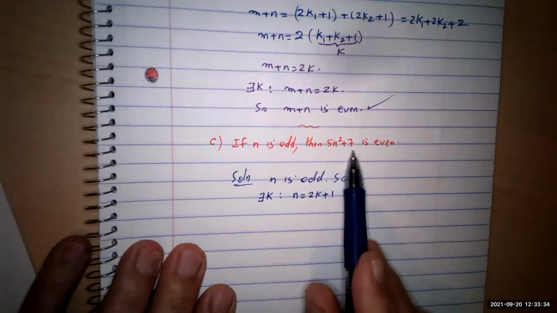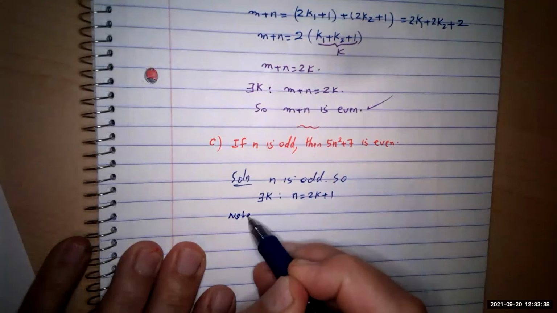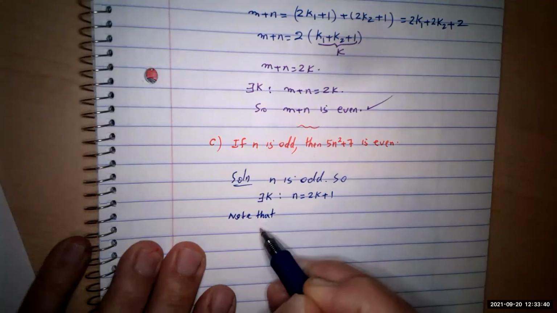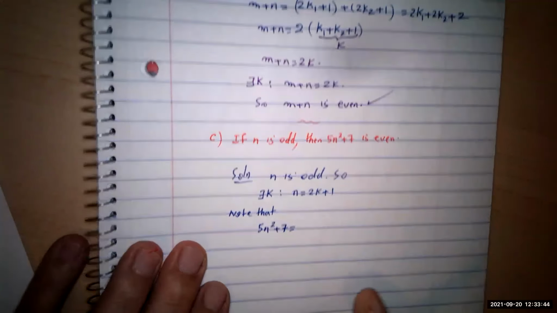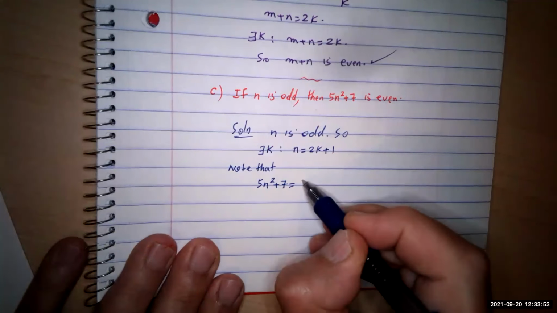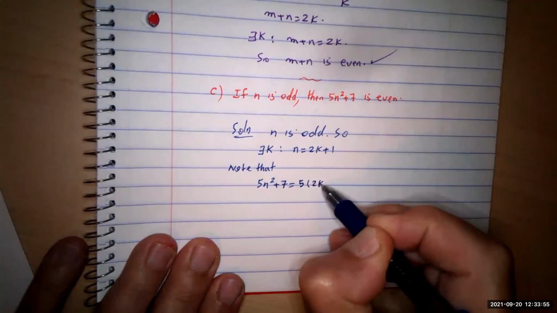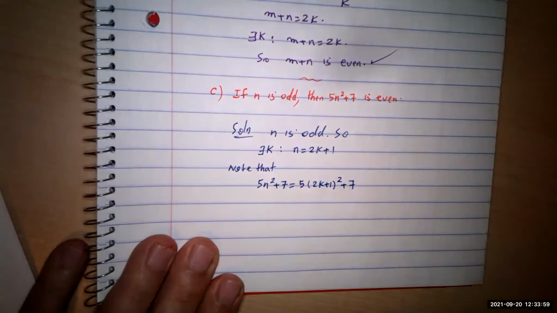What do you want? 5n squared plus 7. Bring it in. Note that, what is 5n squared plus 7? Substitute. You have to substitute, show that this is of the form of 2k. Okay? Carefully operate the algebra. 5 times (2k plus 1) all squared plus 7. You have to go on because you need to prove there's a 2k.